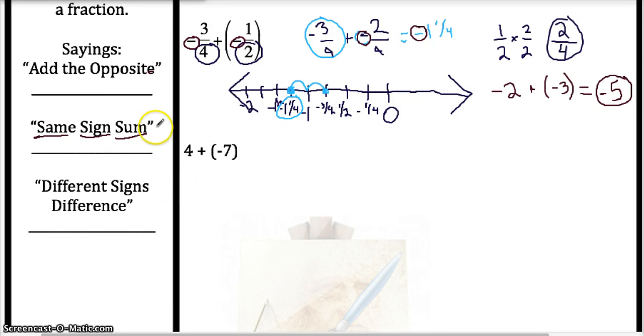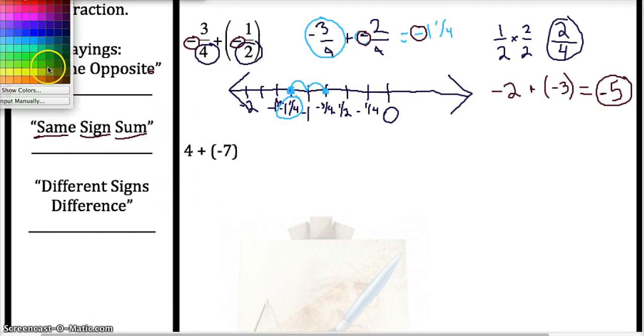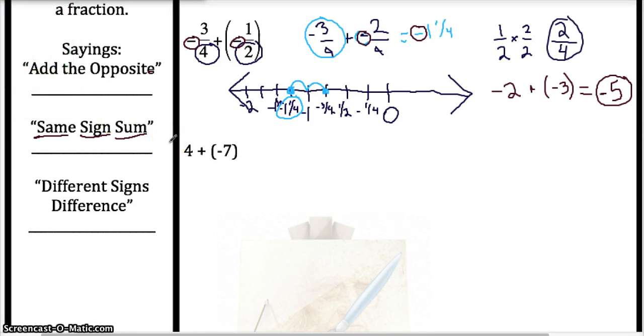Okay, so look at this example here. Now, as you're looking at this, you're going to say, oh no, Mrs. Baker, the signs are different. That's okay, because look, we have a phrase for that. Different signs, difference. So let me tell you what that means. So here we go. Go ahead and draw your number line.